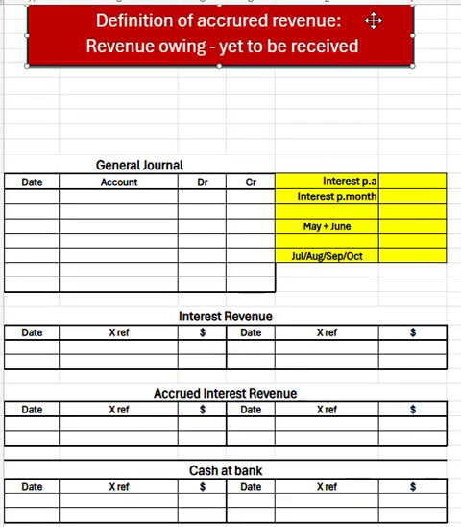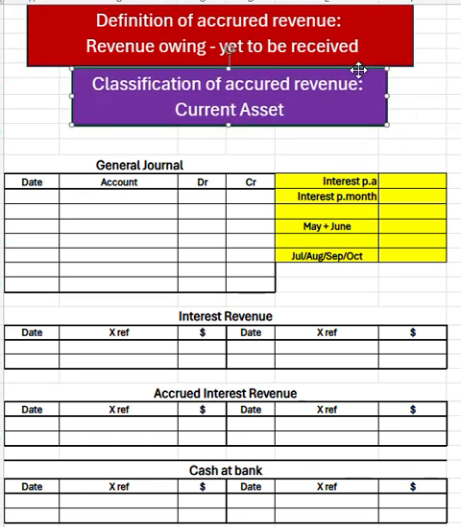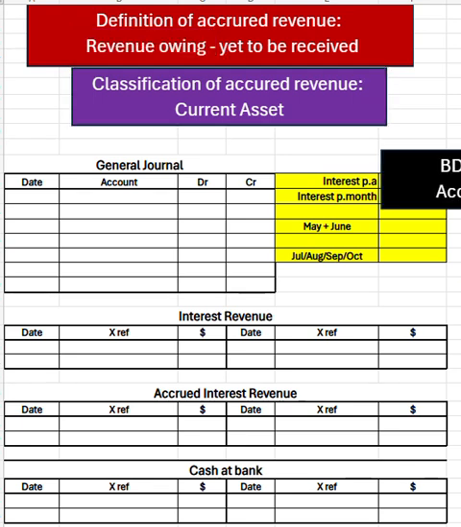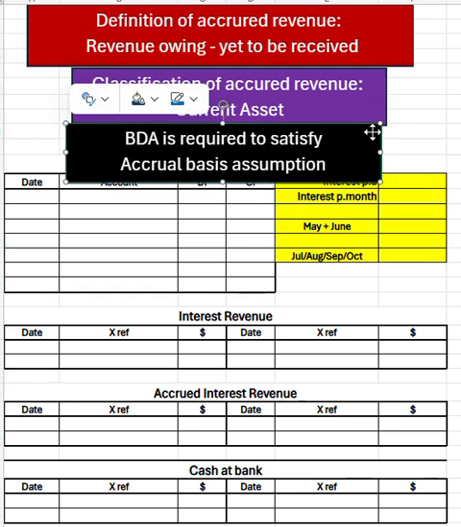So our definition of accrued revenue is revenue earned yet to be received. This creates a current asset because that accrued revenue that we've earned represents an economic resource that will provide a future economic benefit to the business. So it satisfies the criteria for an asset, current asset, because we will receive those funds within 12 months. And so in order to satisfy the accrual basis assumption, which mandates that we recognise revenue when it's earned rather than received, we need to record a BDA, balance date adjustment.